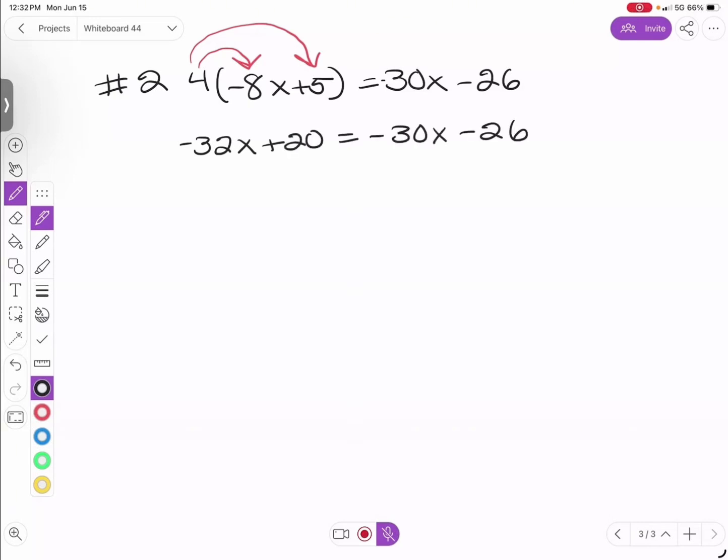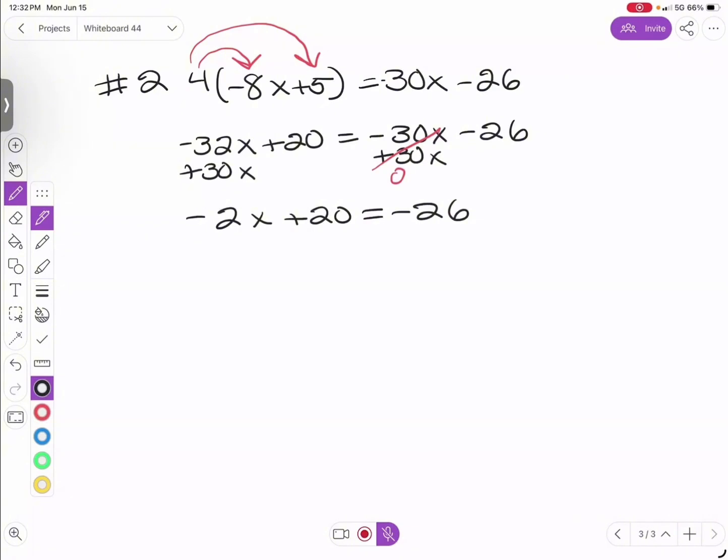Does anybody know what to do after this? I would add 30 to both sides. That's what I would do. Why do you do that? Because then that turns that into a 0 over there. So I get negative 2x plus 20 equals negative 26.